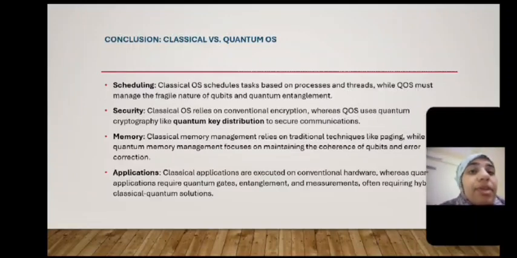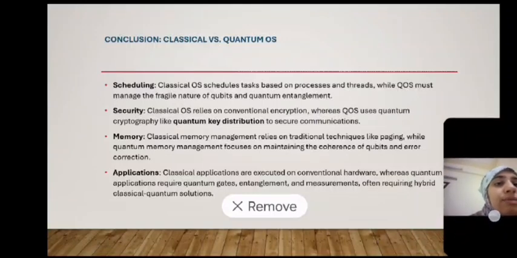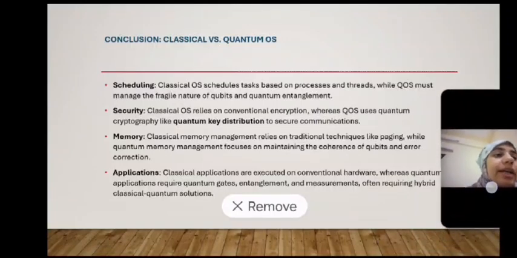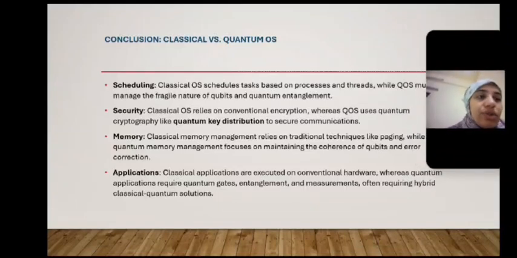In security, classical OS relies on conventional encryption, whereas QOS uses quantum cryptography, and this is a good feature, like quantum key distribution to secure communications. In memory, classical memory management relies on traditional techniques like paging, while quantum memory management focuses on maintaining the coherence of qubits and error correction, and this is a good feature.